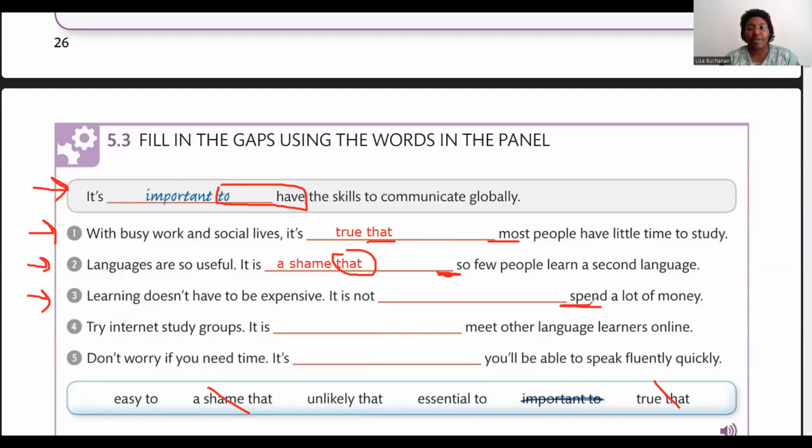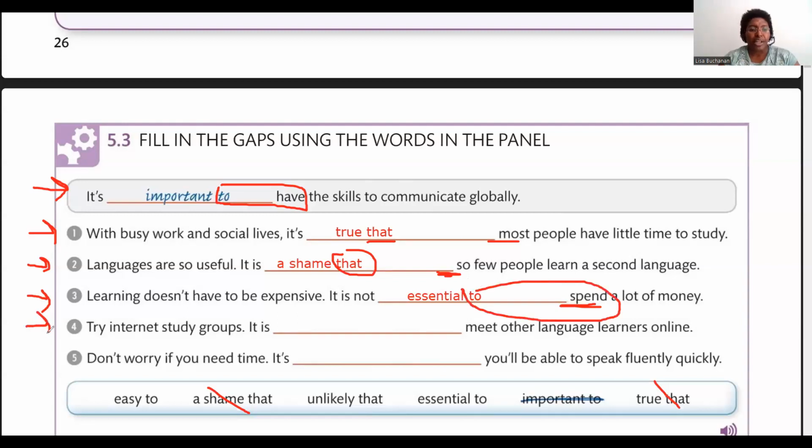Okay, we have the verb here. So what clause do we like? The infinitive clause, to. So essential to. Essential to spend. So hopefully you're getting the idea here now.